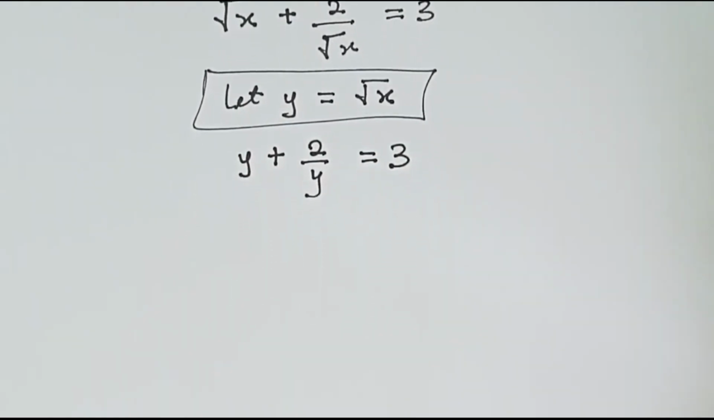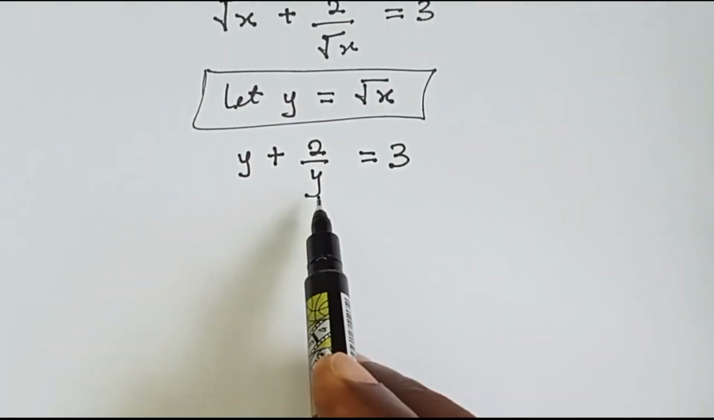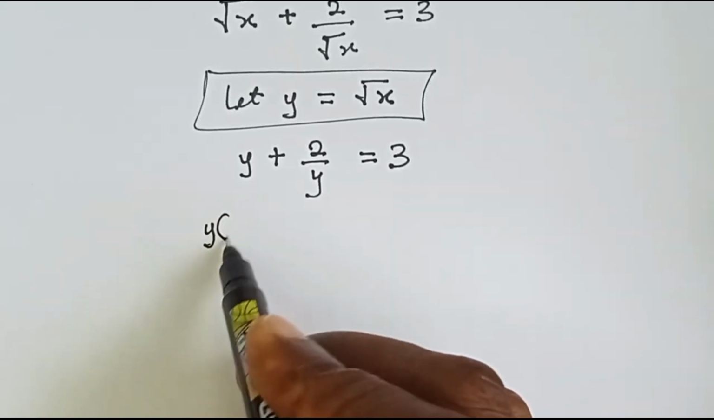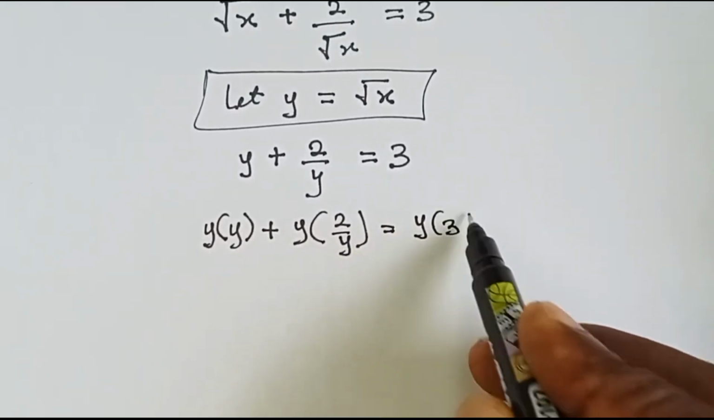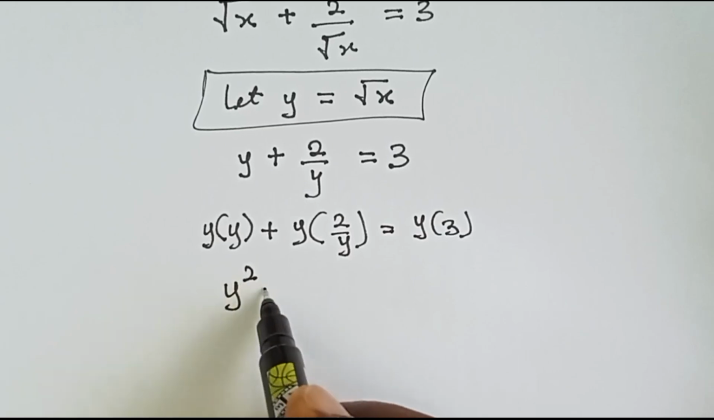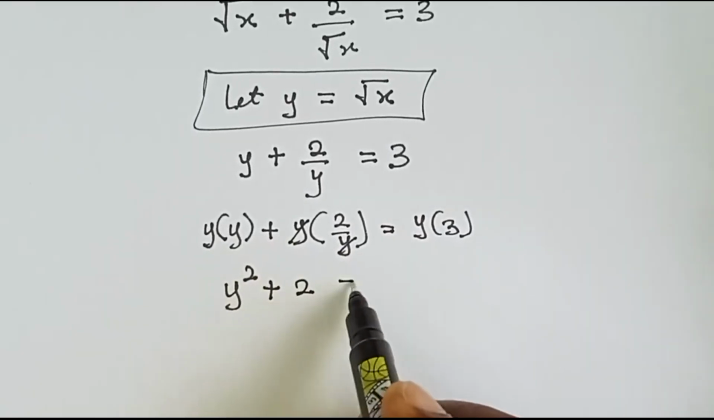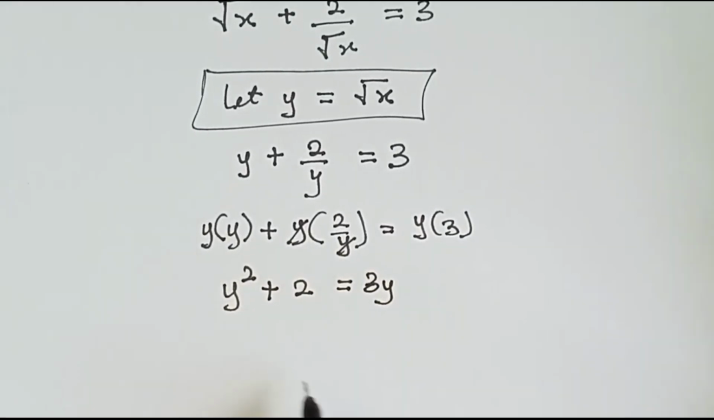So now what do we do? We can multiply through by y so that we have a linear equation. If we multiply this by y, we multiply this by y, and we also multiply this by y. So y times y, we have y squared. This y, we cancel this y, we have 2, and then we have 3y. So this is a quadratic equation.